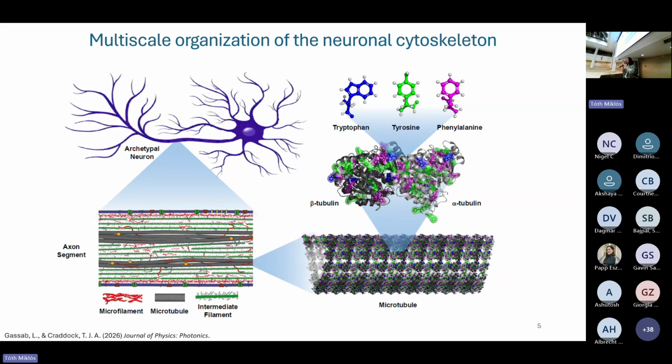The microtubule is made up of this dimer, alpha and beta tubulin, as you can see on the screen. But for this work, we need to not just stop at the tubulin. So we go also to the residue part. Inside, for example, you have tryptophan, tyrosine, or phenylalanine, and other residues. But these are the three important for this work.